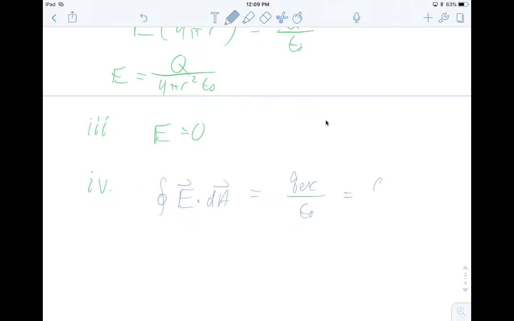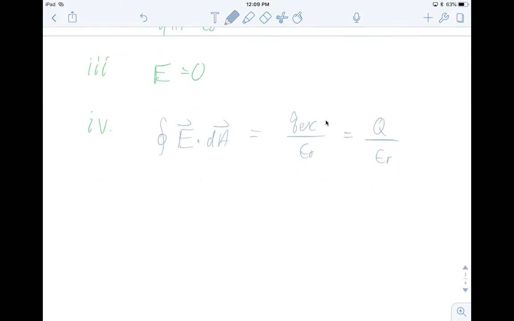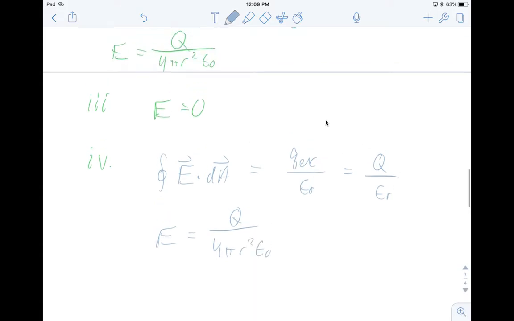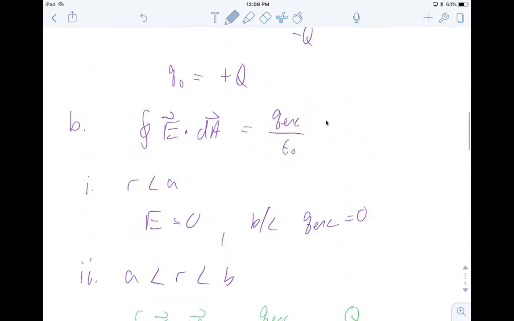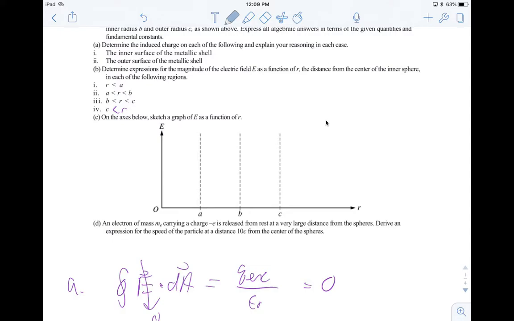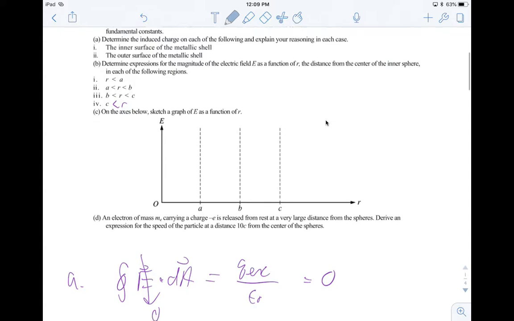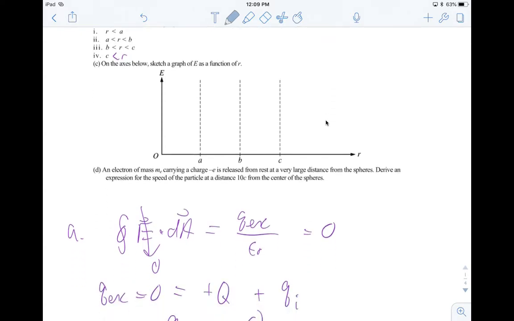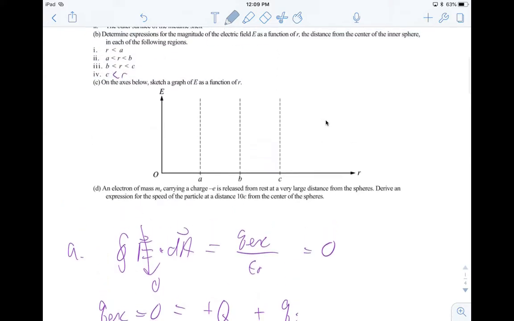So we're going to get the same exact expression. This is Q over epsilon naught, and you can do the work if you want to convince yourself, but we get E is Q over 4 pi r squared epsilon naught. Okay, last thing we need to do is graph it. Looking at our graph, I haven't checked the scoring guide on this, but I'm guessing you get a point for each section.